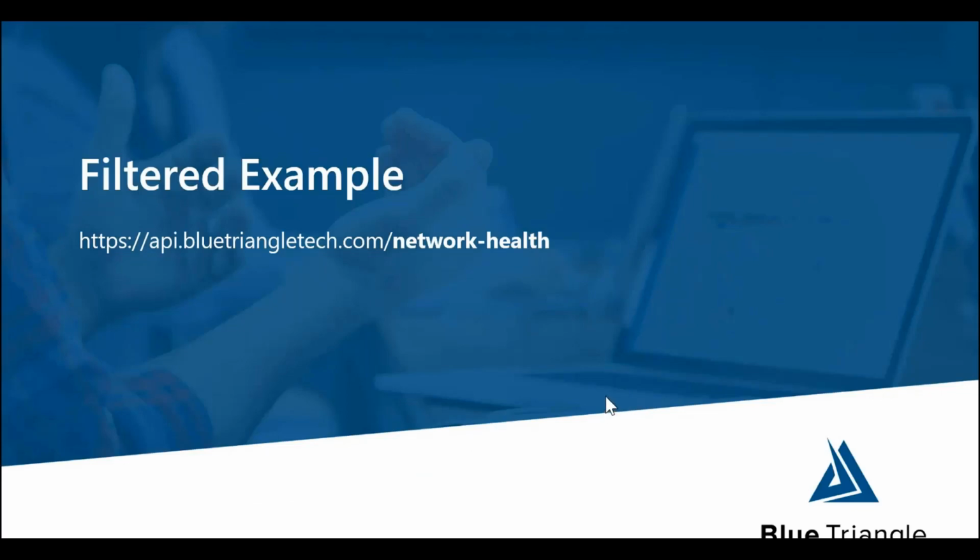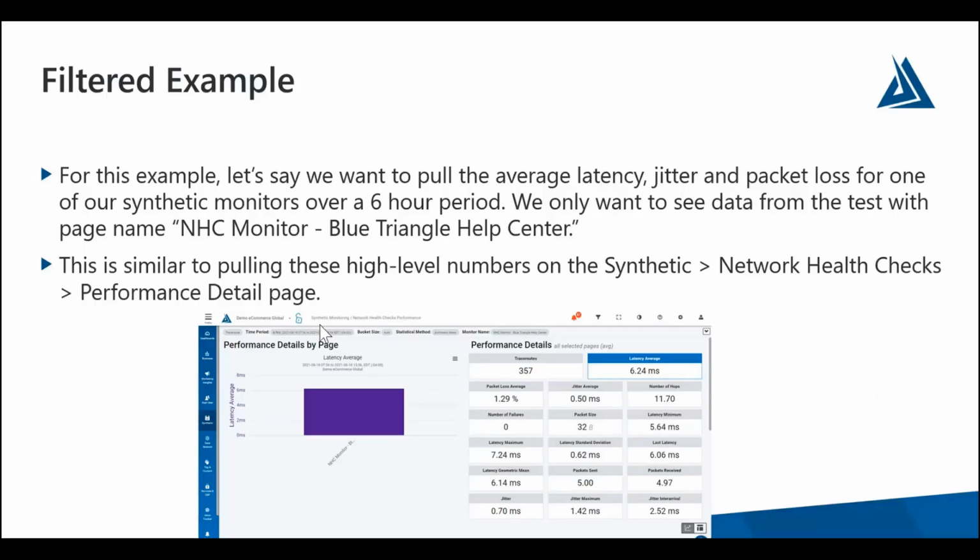So let's get into an example of some filter options. And we'll take kind of a practical example here. Let's say we want to replicate some of these numbers on the network health checks performance detail page. Let's say we'd like to pull the average latency, jitter, and packet loss, just a couple of these metrics in these cards for synthetic monitors over a 6-hour time period. However, we only want to see data from the test with the page name network health check monitor - blue triangle help center. So let's see what this looks like.